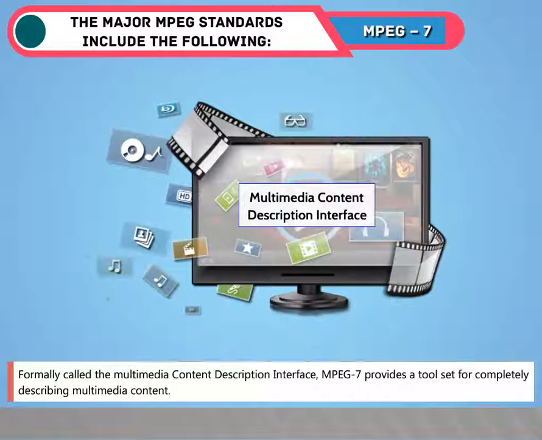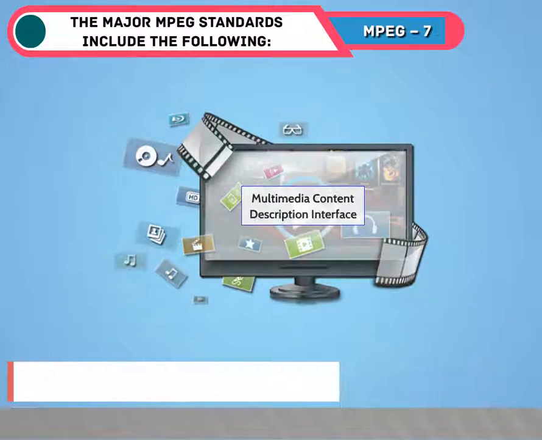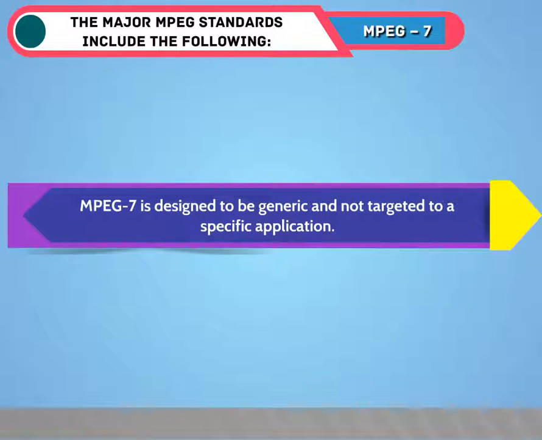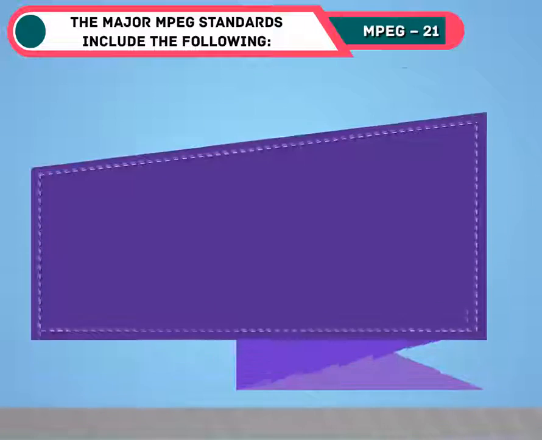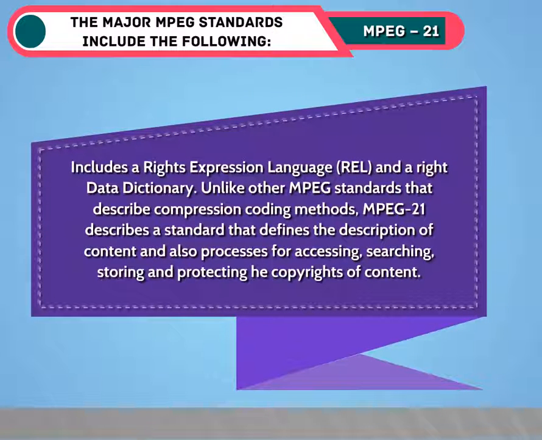MPEG-7, formerly called the Multimedia Content Description Interface, provides a toolset for completely describing multimedia content. MPEG-7 is designed to be generic and not targeted to a specific application. MPEG-21 includes a rights expression language, that is REL, and a rights data dictionary. Unlike other MPEG standards that describe compression coding methods, MPEG-21 describes a standard that defines the description of content and also processes for accessing, searching, storing, and protecting the copyrights of content.